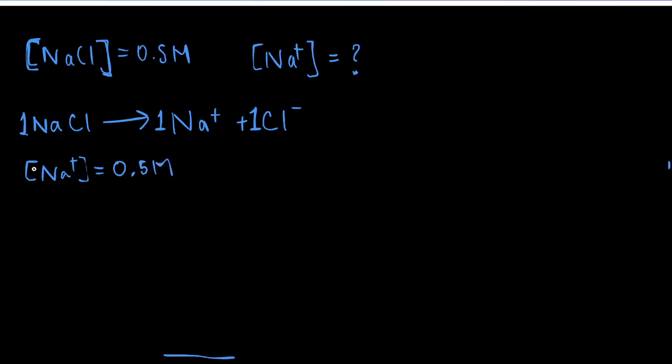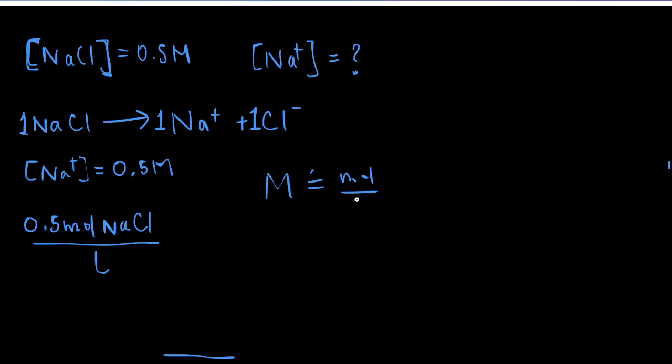If this isn't too clear, we can set it up stoichiometrically, and I'm sure it'll make a lot more sense. So we can say that we have 0.5 moles of NaCl per liter, right? This moles per liter notation is equivalent to molar. Like I said in the molarity video, this big M is really just shorthand for moles per liter. These two are equivalent.